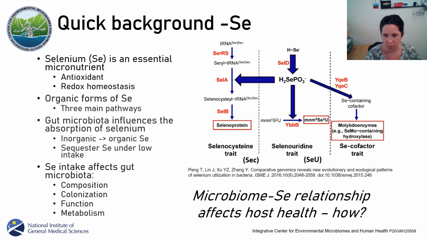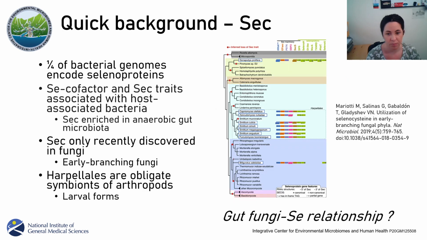So it's appreciated that the microbiome-selenium relationship affects host health, but the precise mechanisms as to how this occurs remain mostly unknown. About a quarter of bacterial genomes encode SEC, and interestingly, gut-associated microbiota are enriched in the ability to utilize selenium in biomolecules. Until recently, it was believed that fungi and land plants had lost the ability to produce selenoproteins altogether, but a recent comparative genomics analysis revealed the presence of the SEC incorporation machinery in the genomes of early branching fungi.